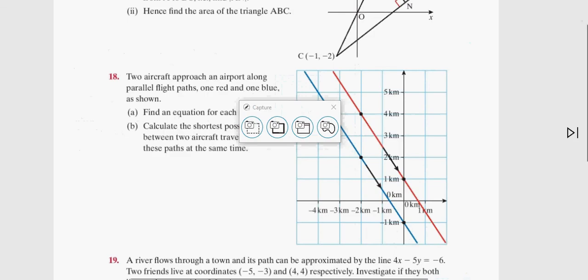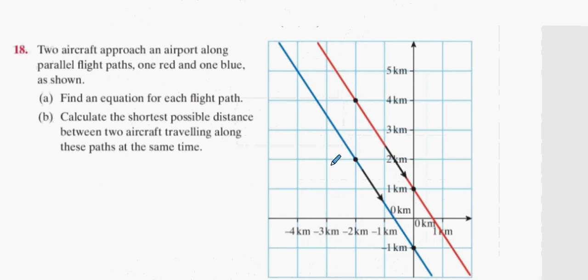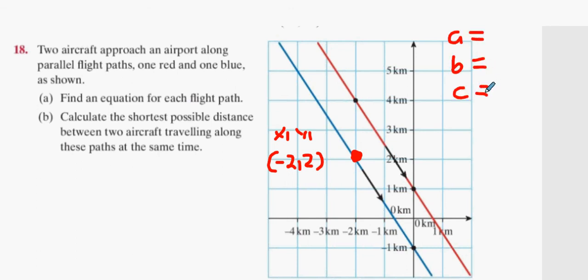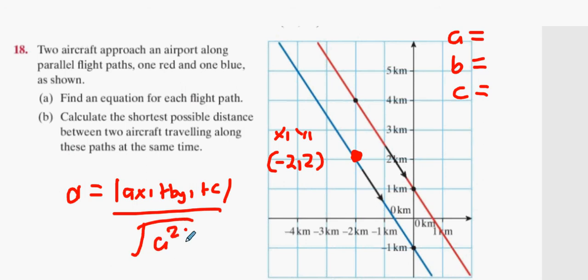You're essentially picking this point, right? And that point is minus 2, 2. That's your x1, y1. You have the equation of the red line, so that's going to give you your A, B, and C values, and then you're just going to use your D formula, and you're good to go. All right. It's not as hard as it looks. You should be able to do that. So far I've given you 15 and 18. Next thing.